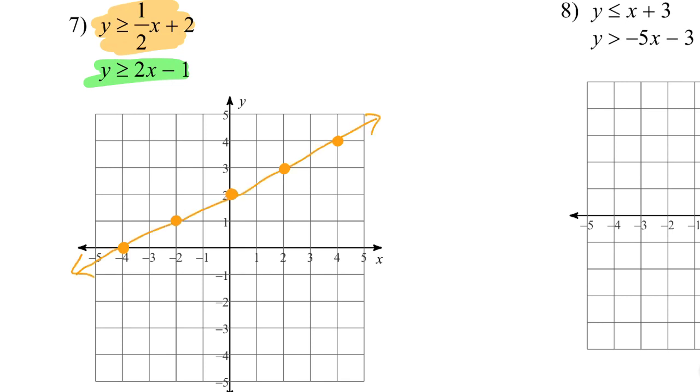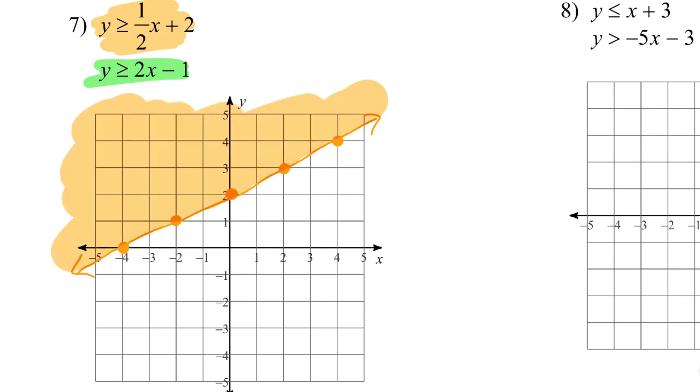And now this tells me to shade above the line when it's opening towards the y value. It says we shade above the line, so that means that up here is our solution set for that one inequality.